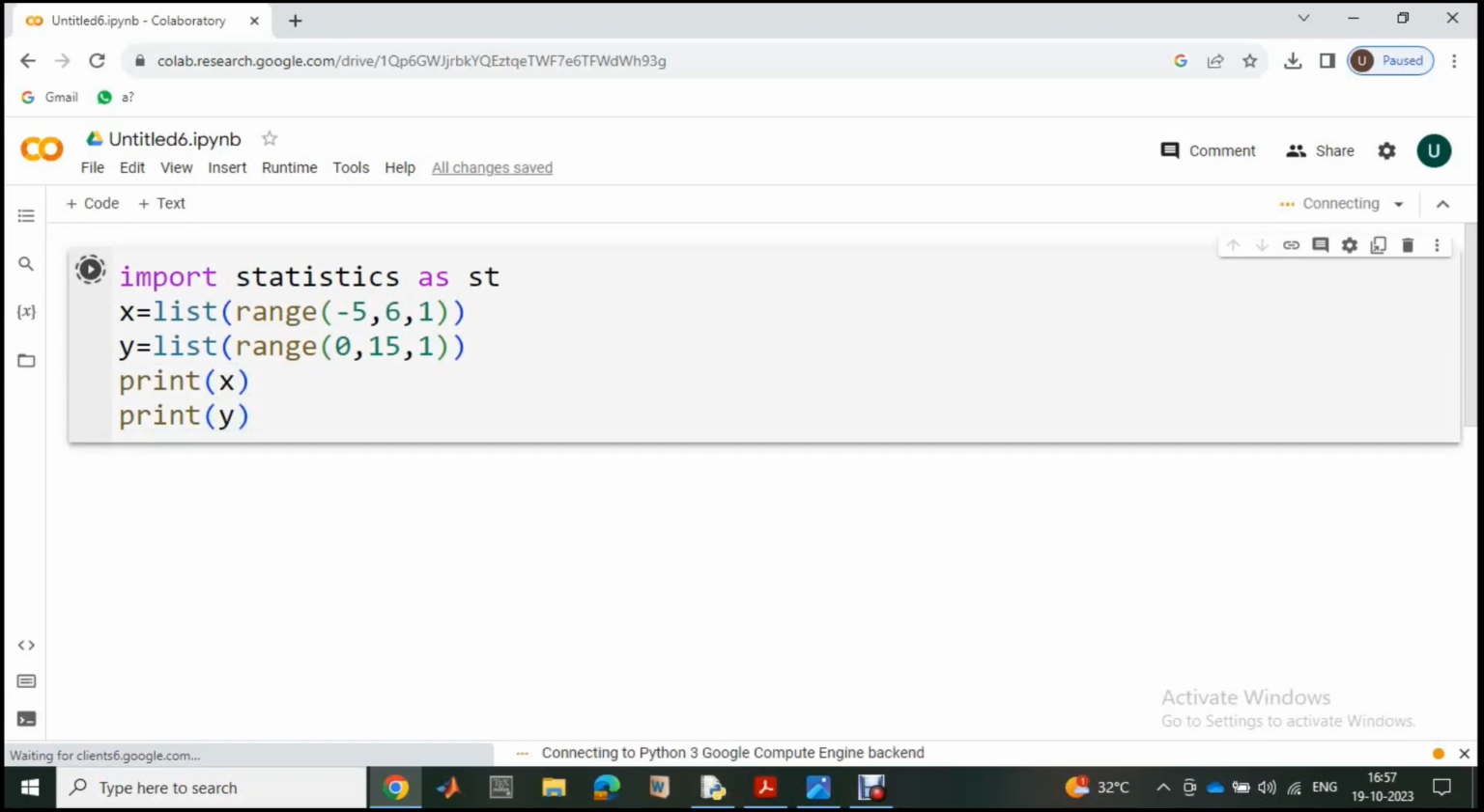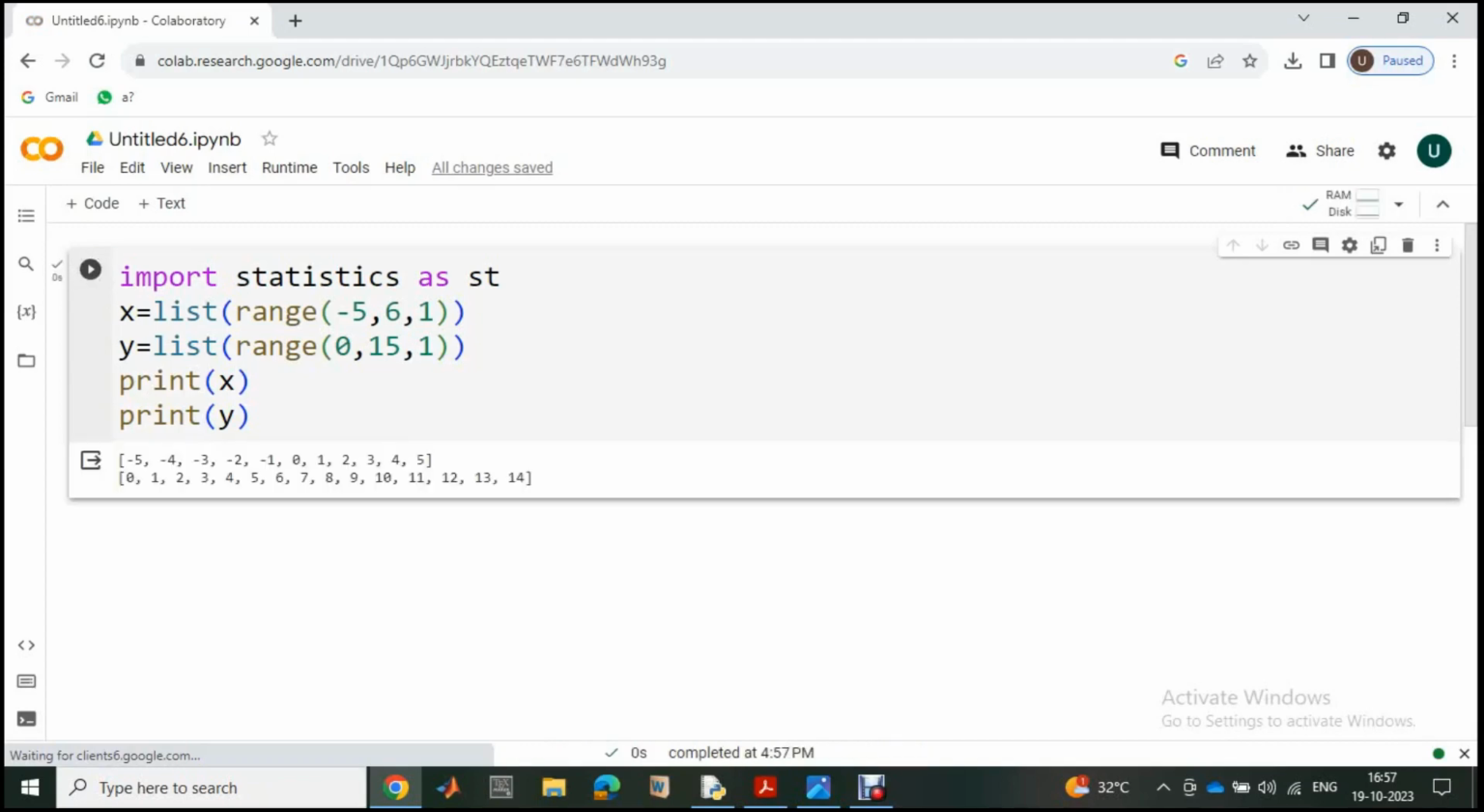The data is x data and y data, both of which we generated. The x vector is representing one function, and the y values are representing another function. Let us check it. It is executing, we need to wait. Now you see x data is -5 -4 -3 -2 -1. It starts from a negative number and moves towards a positive number. Then y data starts from 0 and is increasing.